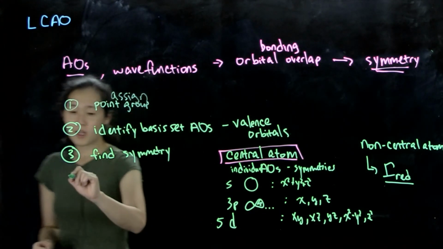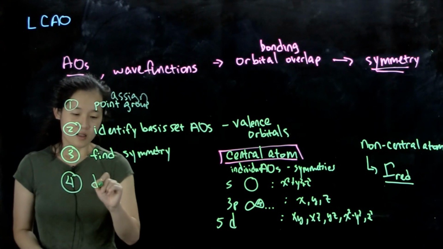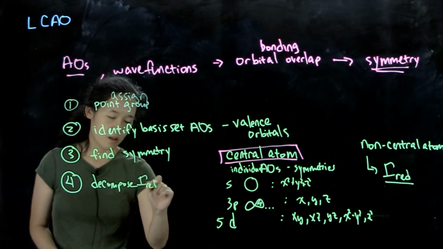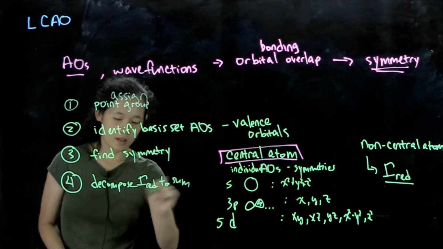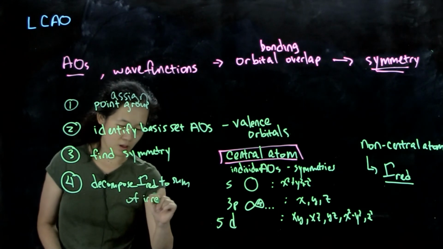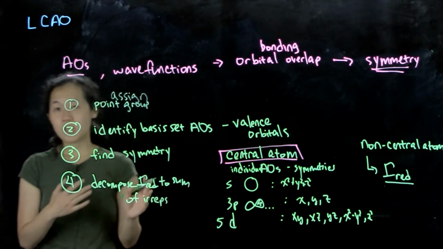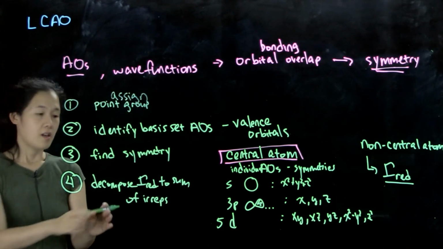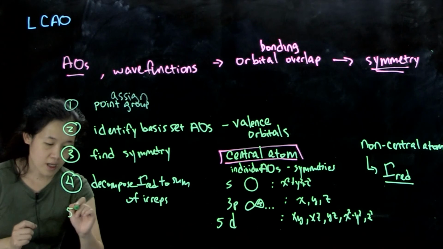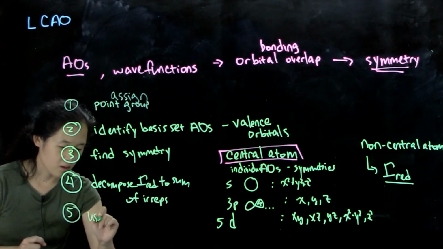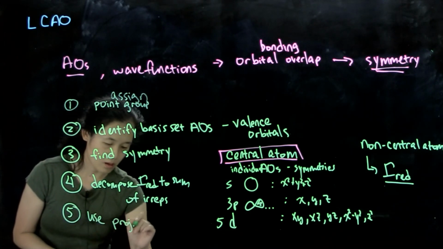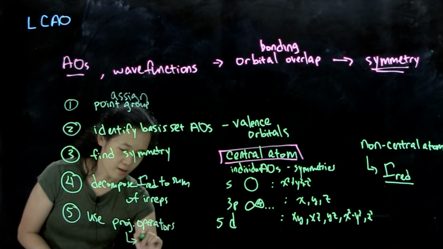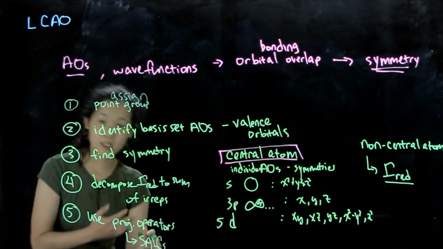Once we have how these transform in space, we can decompose to a sum of irreducible representations. Then we have the symmetry labels for these linear combinations, which will be an irrep. Just like we had irreps of vibrations, we'll have irreps of linear combinations of atomic orbitals. Again, these are the valence orbitals of our non-central atoms. Lastly, once we have the irreps, we can use projection operators to figure out what the combination actually is. We have coefficients, we'll have phases, and then we can have these in symmetry in space.